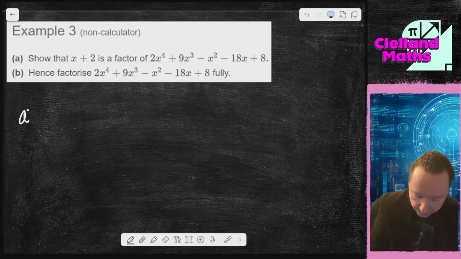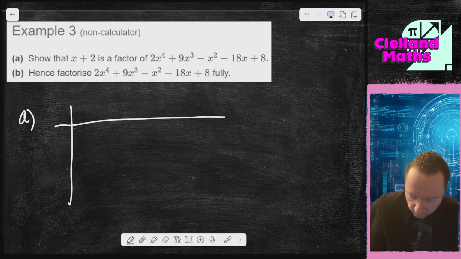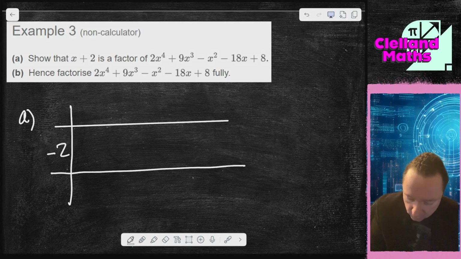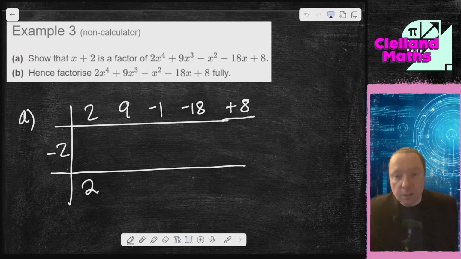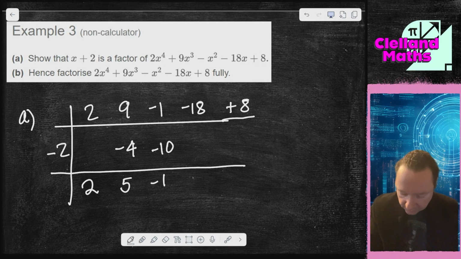So part A, I can sub in minus 2. I might as well do it in synthetic division. So that gives me 2x to the 4, 9x cubed, minus 1x squared, minus 18x, plus 8. 2 comes down, 2 2s is 4, so that's minus 4. 9 minus 4 is 5. 2 5s is 10, so that's minus 10, so minus 11. 2 11s is 22. 22 minus 18 is 4, and 4 times 2 is minus 8 again to get 0.